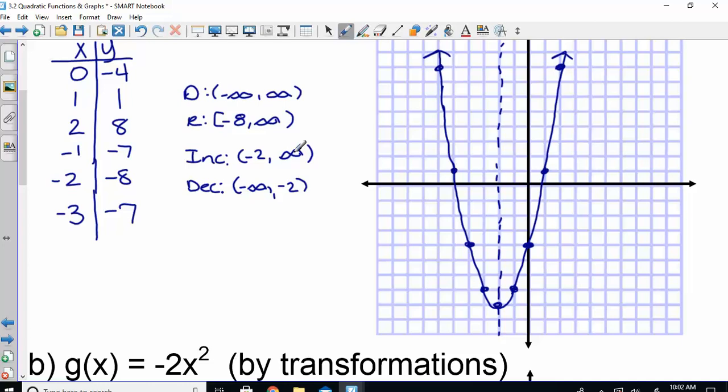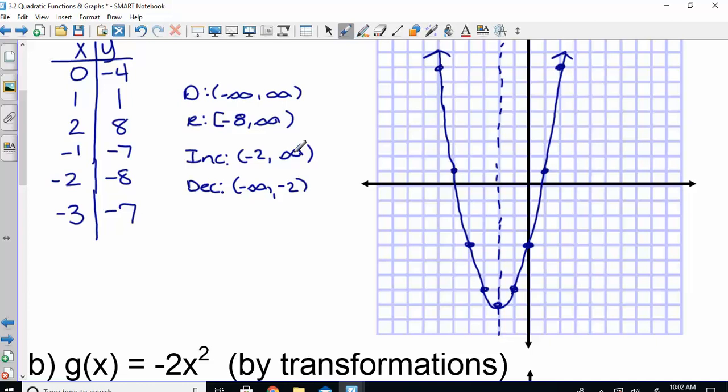Now, why might I not want to graph every single one of these by plugging in points? What's the downside here? Depending on my points, I might run out of room on my graph. They could get really big really fast. It takes too long. We like to rush through things, right? We don't want anything that takes too long.